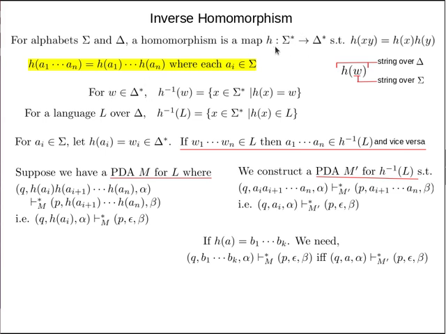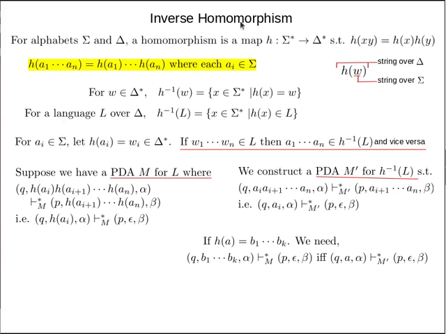So homomorphism was this mapping of strings over this sigma to strings of delta. So the inverse of this thing is the set of all strings such that any string here maps to this w. So the inverse is a set, okay, and the inverse of this whole language L is then any string x such that h of x is in L. So it's the normal definition of the inverse of any map, right?